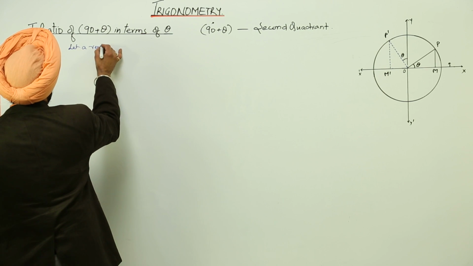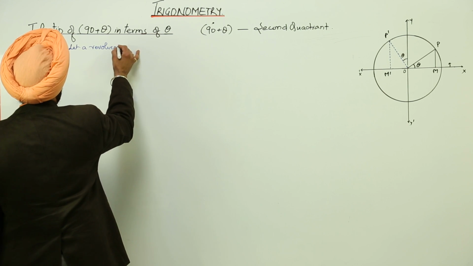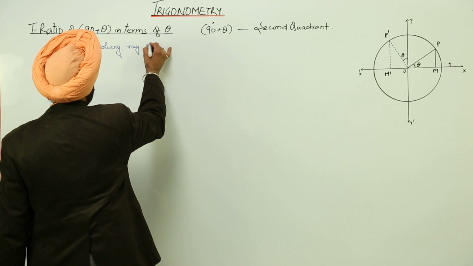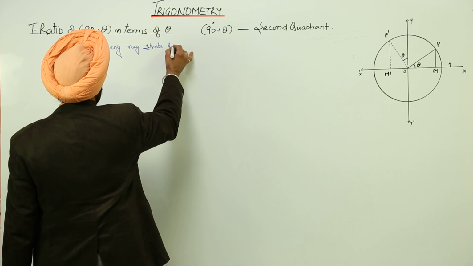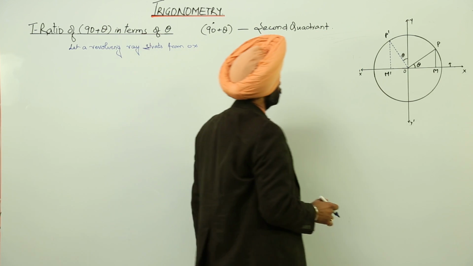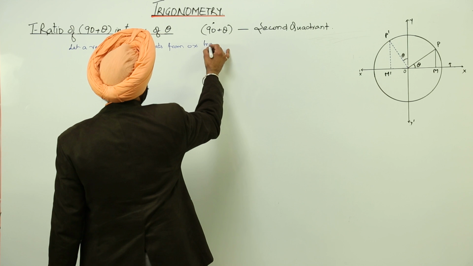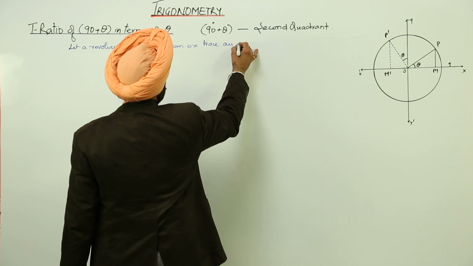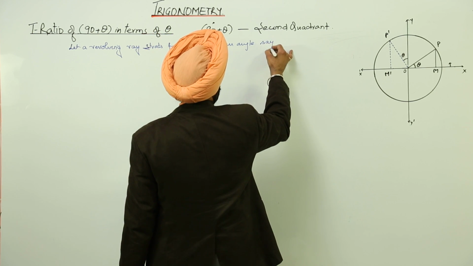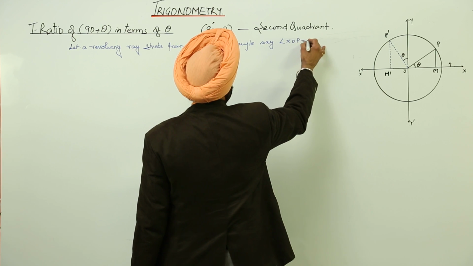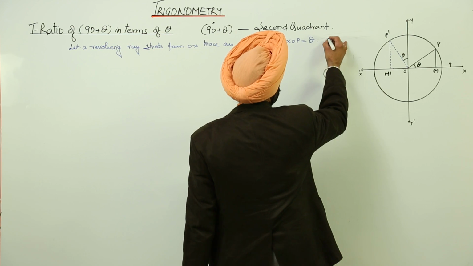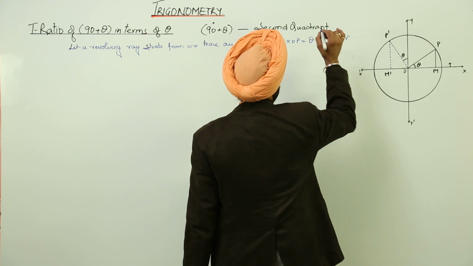Let a revolving line, a ray, start from OX and trace an angle, say angle XOP is equal to theta. OP is equal to the radius of a circle, that is R.